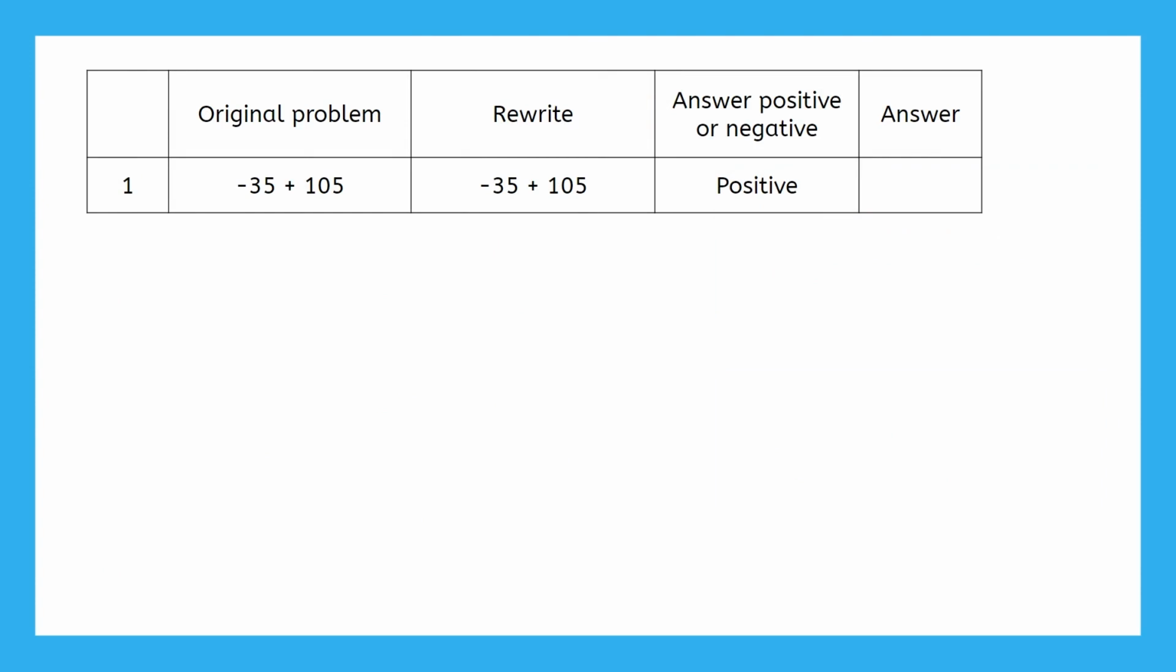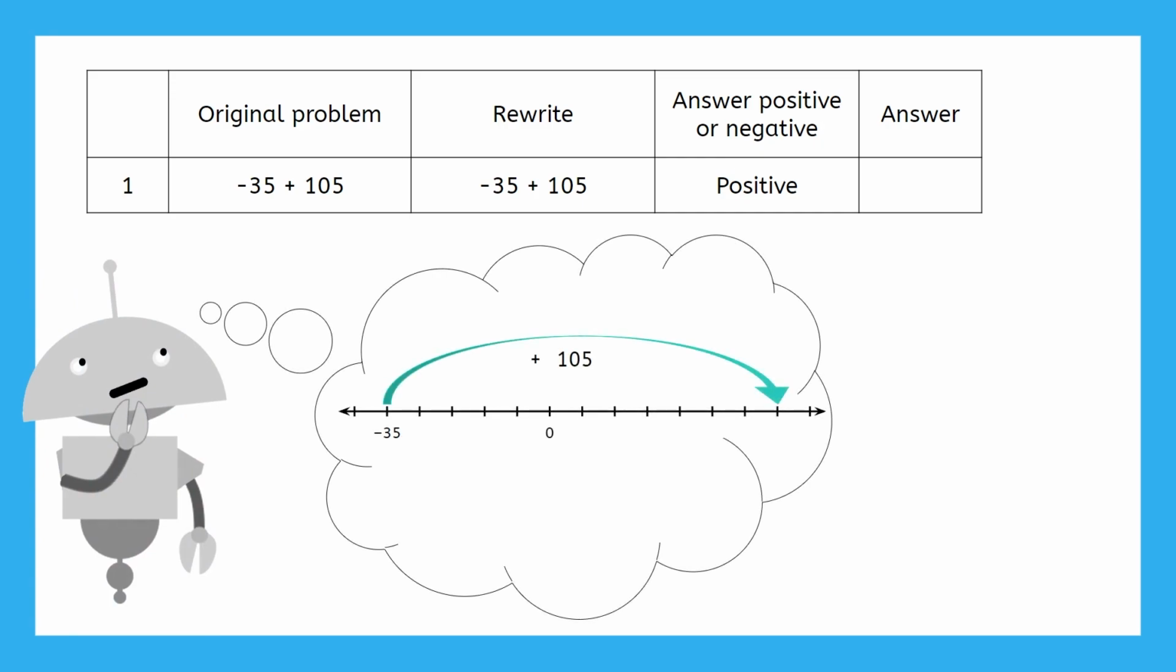For number 1, we already determined that if we start at negative 35 and move to the right 105 spaces, we'll end up with a positive number. But what number? I don't really want to count 105 spaces, do you? What if we break it up? First, move to the right 35. Where does that leave us? Yeah, right at 0.